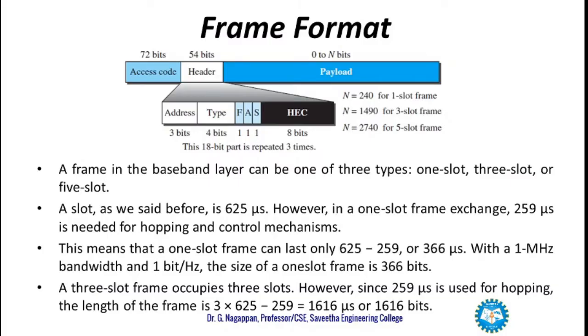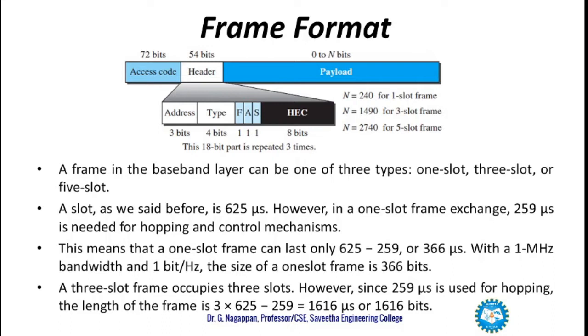Format of Bluetooth frame: the access code is 72 bits, the header is 54 bits, and the payload is 0 to n bits. This header part is again split into address, type, F, A, S and HEC. The 18-bit part is repeated 3 times. So there comes 54 bits.